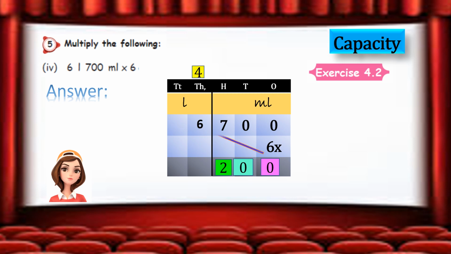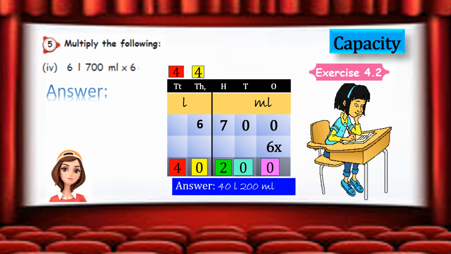Now 6 sixes are 36, 36 plus 4, 40. So 0 here and carry over 4 there. But in that 10,000 column there is no number, so let us bring down the 4 here. So the answer is 40 liter and 200 ml. Can you understand? Yes. Very easy.